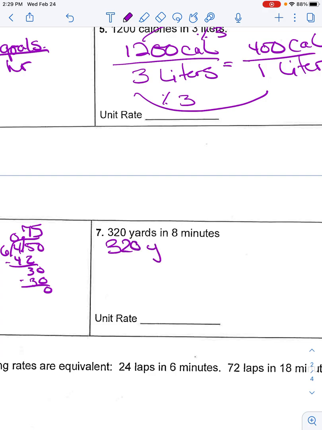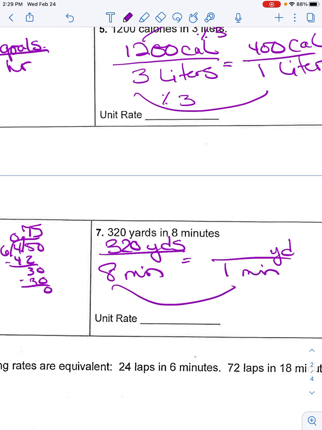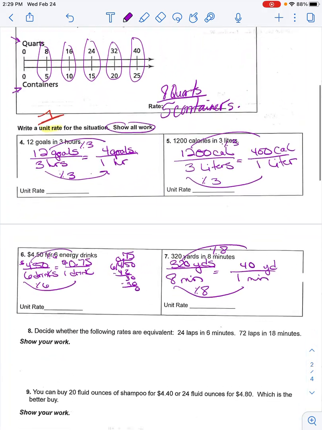320 yards in 8 minutes. We want to know how many yards per minute, for 1 minute. 32 divided by 8 is 4, so 40 yards per minute.